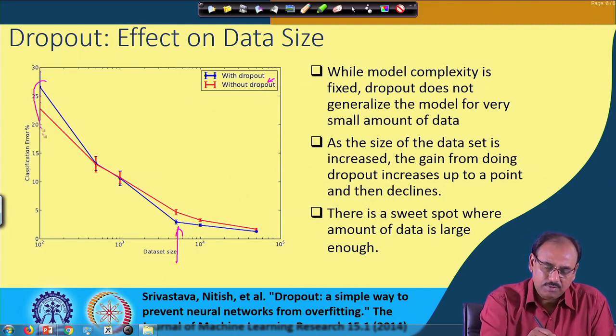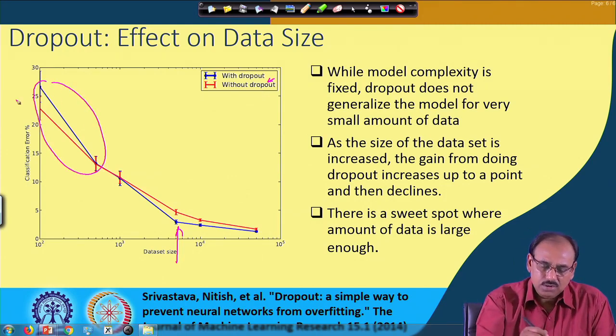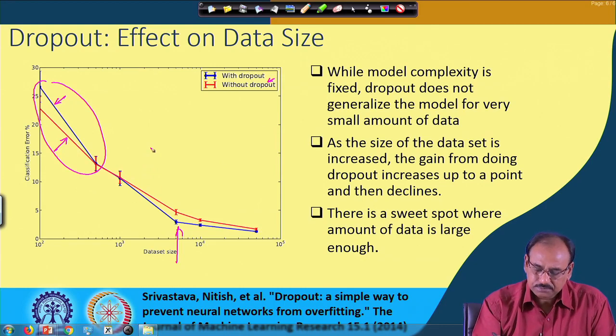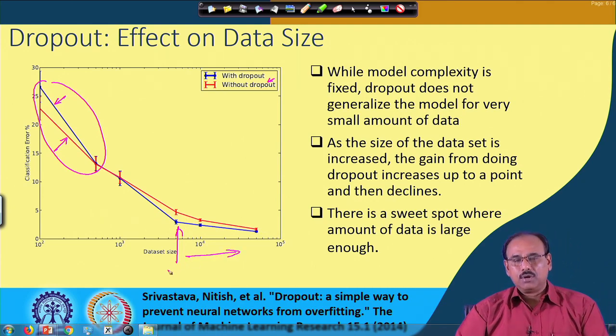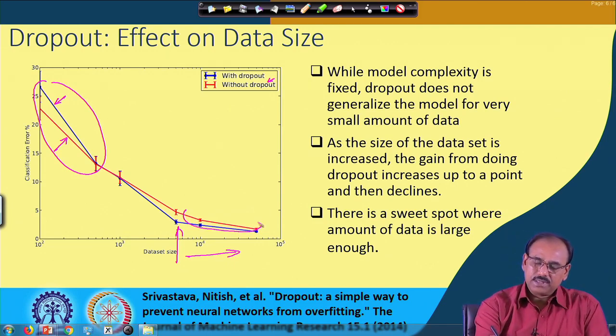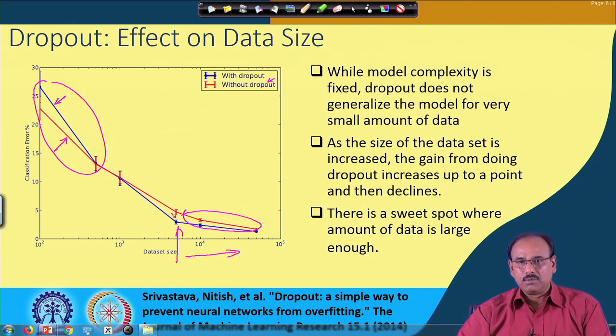So, up to over here. This is the performance without dropout and this is the performance with dropout. And beyond this, you find that as you increase the data set, the performance of dropout goes on improving, but beyond a certain point, the improvement in performance is not that prominent. So, the data size also plays a role in deciding the performance of the dropout technique.